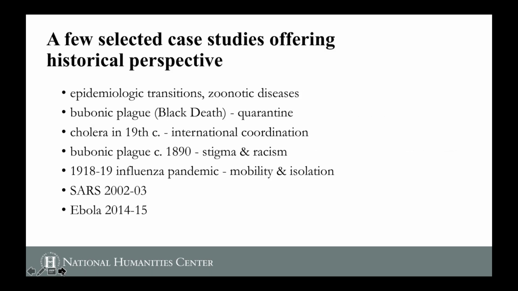So I'm going to start us off with a quick run-through of the kinds of case studies that I'll be talking about. I'll talk a little bit about epidemiologic transitions in zoonotic diseases. I'll talk about the advent of quarantine amidst the bubonic plague in the 14th century. I'll then zip forward to cholera in the 19th century and the advent of international coordination around health. Look at bubonic plague and anti-Chinese racism in the US in the 1890s, pandemic influenza in 1918-19, and then talk about SARS and Ebola as more recent touchstones.